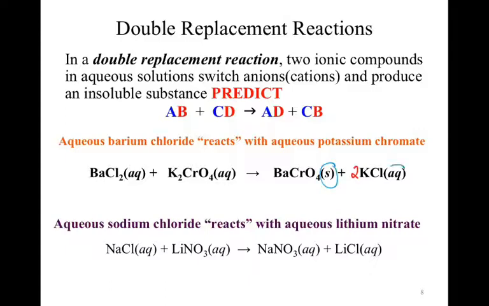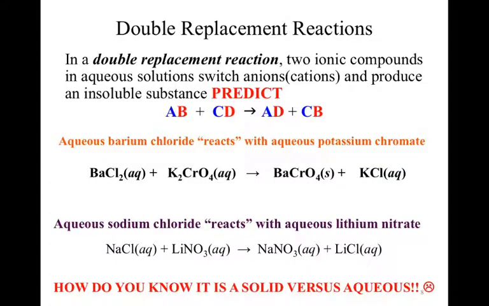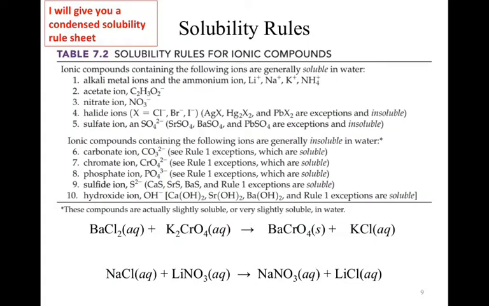What's going on here? This is a bit odd because you're asked to predict the products, which means you need to know if the phases are correct or not. So that becomes problematic. Why and how do we know in our second equation they're both aqueous, and in our first equation one's a solid and one's aqueous? Okay, we need to come up with some way to know that. Unfortunately for you, it means more memorization. Okay, we have to follow certain rules to go through and do this. Those rules are known as your solubility rules.